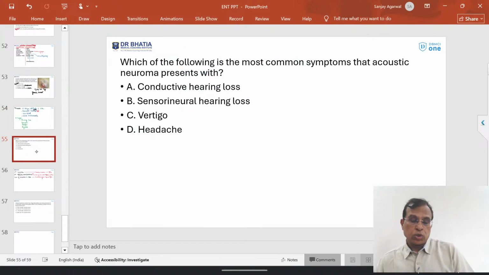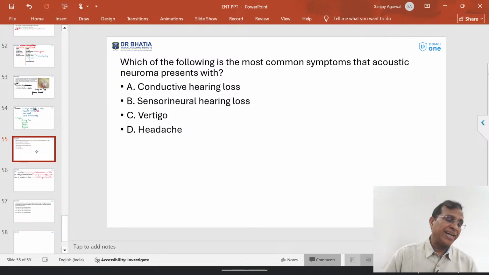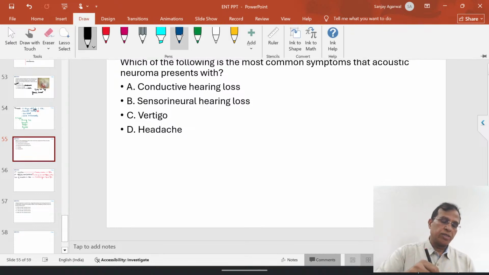Okay, which of the following is the most common symptom that acoustic neuroma presents with? Acoustic neuroma का सबसे common symptom क्या होता है? इसका मतलब कि सारे हो सकते हैं, है कि नहीं पता नहीं, लेकिन most common. Who will answer? Conductive hearing loss, sensory hearing loss, vertigo, headache. Which one? Anybody wants to answer this question?